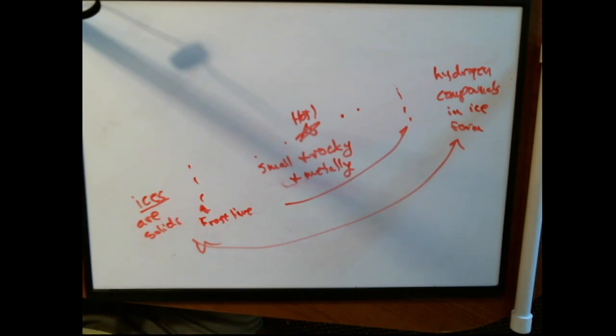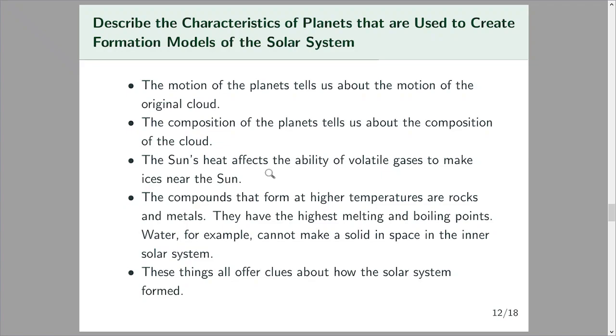So let me go back to the original picture here and say compounds that form at higher temperatures are rocks and metals. They have the highest melting and boiling points. So they can form planets in the inner solar system. Water, for example, cannot make a solid in the inner solar system. These things are all clues and confirmation about how the solar system formed.